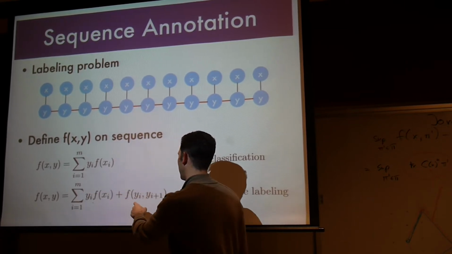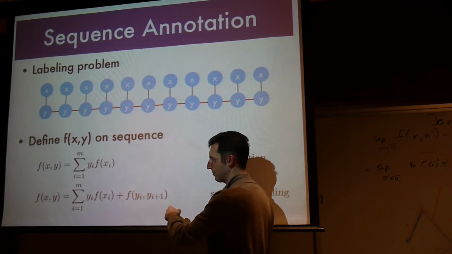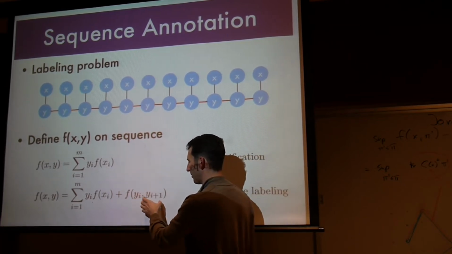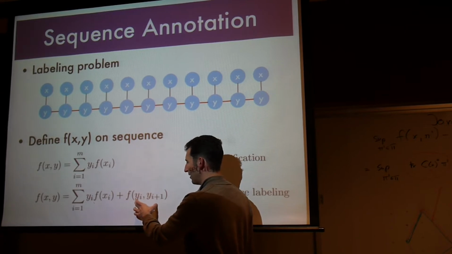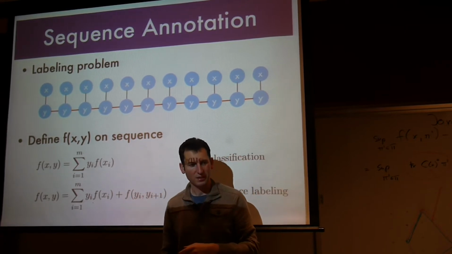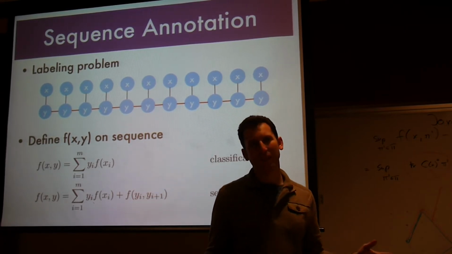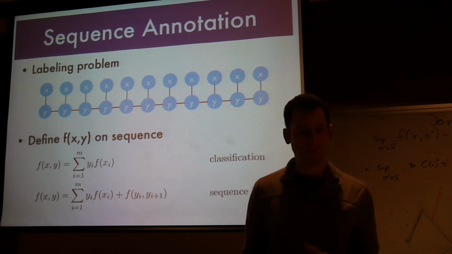Now if I add to that an interaction term, some f of yi and yi plus 1, then this might, for instance, ensure that adjacent yi's will be more likely to have the same label.